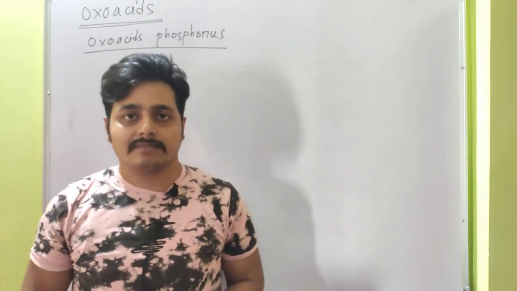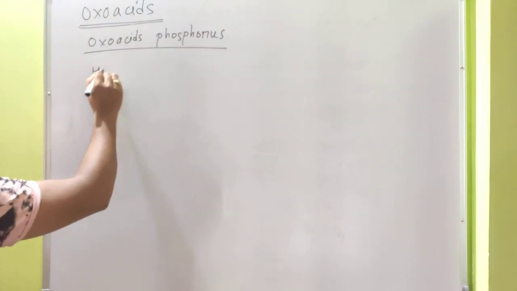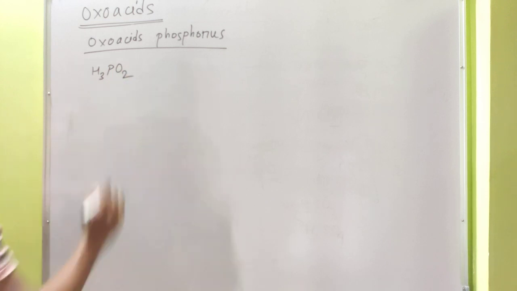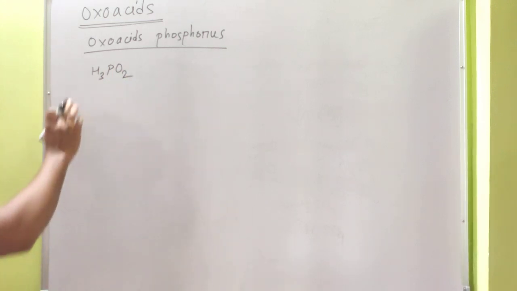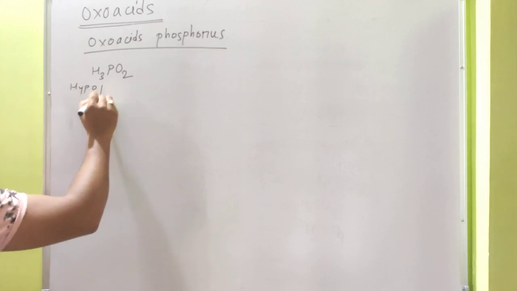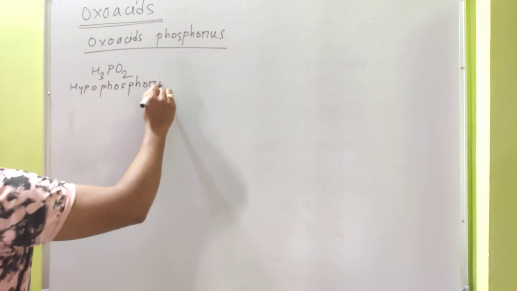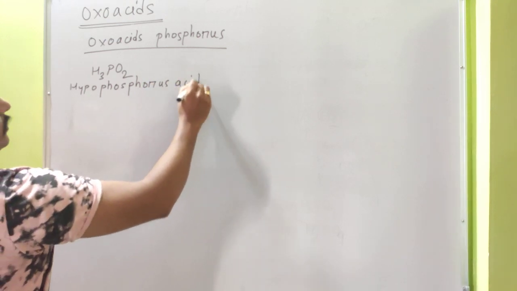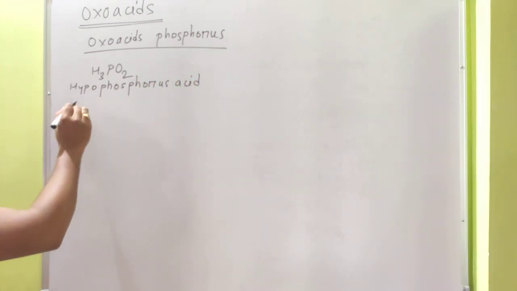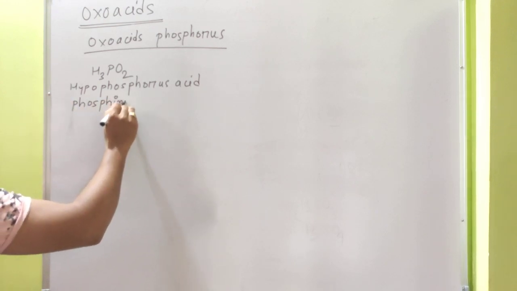First we discuss H3PO2. The name of H3PO2 is hypophosphorus acid, or phosphinic acid.